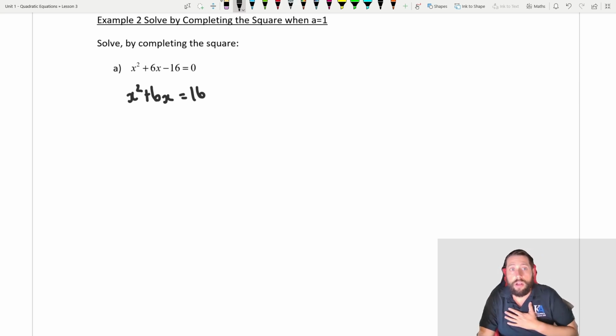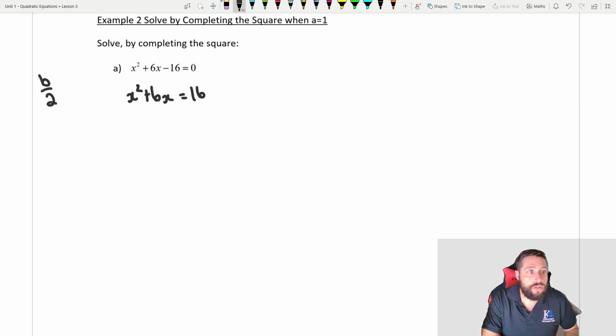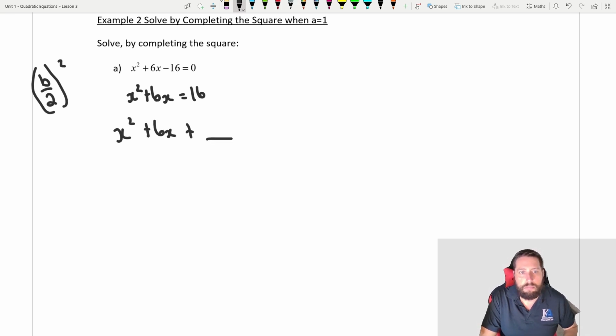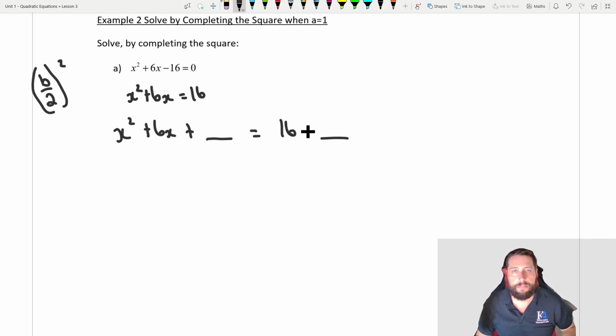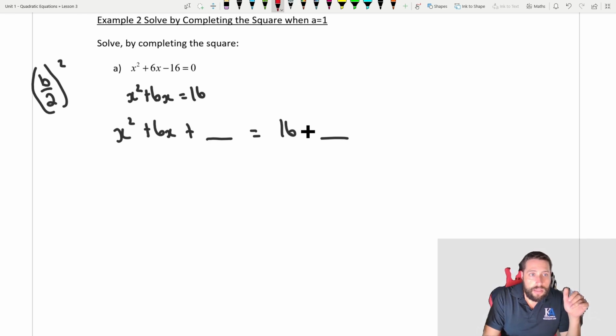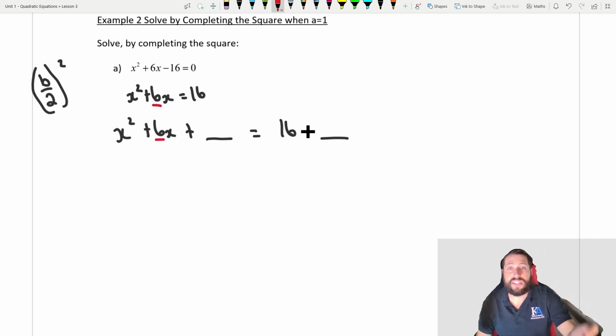So what we are going to do is divide the middle term by 2 and then square it, right? So it's going to be b over 2 squared. This is going to be x squared plus 6x plus blank is equal to 16 plus blank. Okay, so the x squared plus 6x plus something, well, that something comes from your b, and b is 6. So 6 divided by 2 gives us 3. 3 squared is 9.